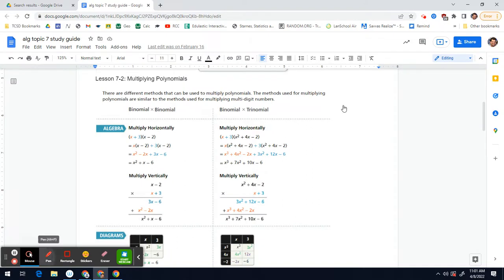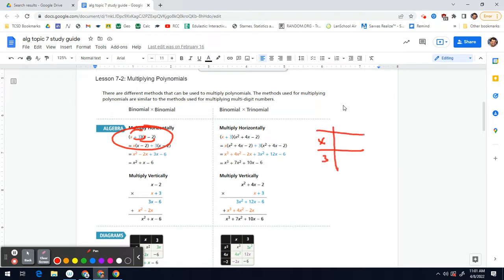Multiplying, yes. You might be asked to multiply a binomial times a binomial. So if we do x plus 3 times x minus 2, you can do it side to side with the rainbows, or otherwise use the box method here. So I do x, 3, x, and negative 2.